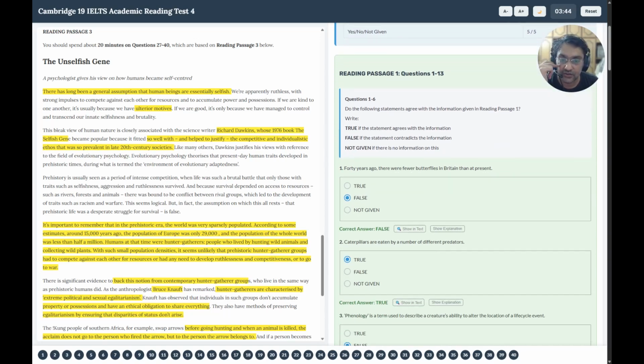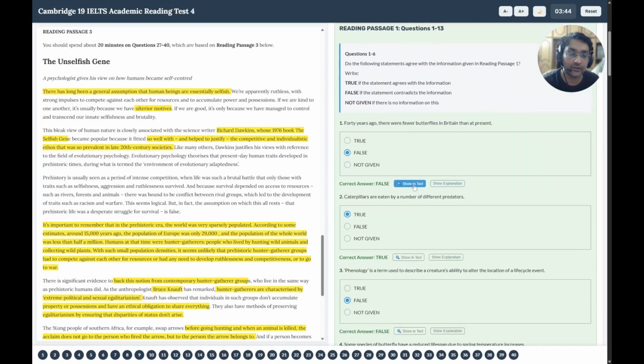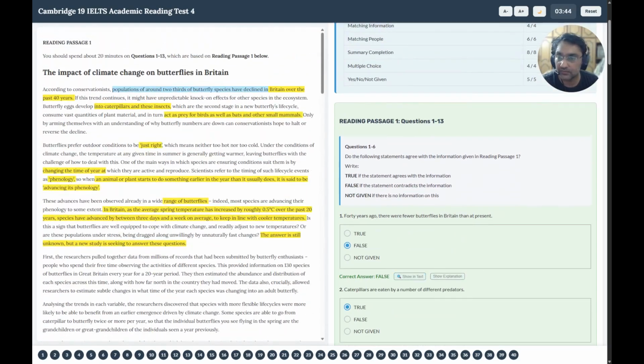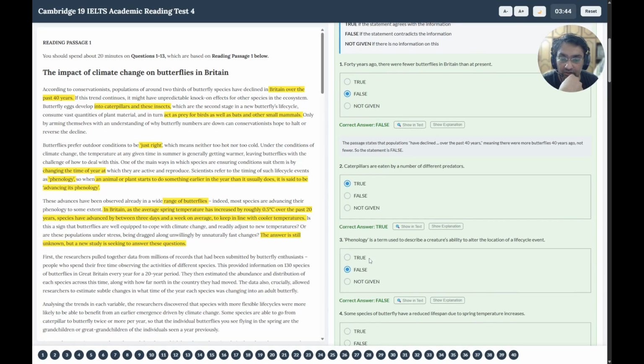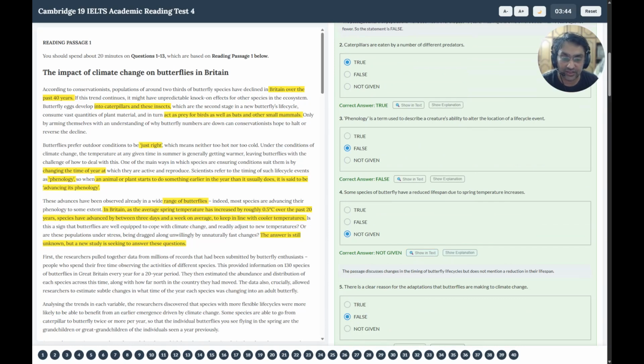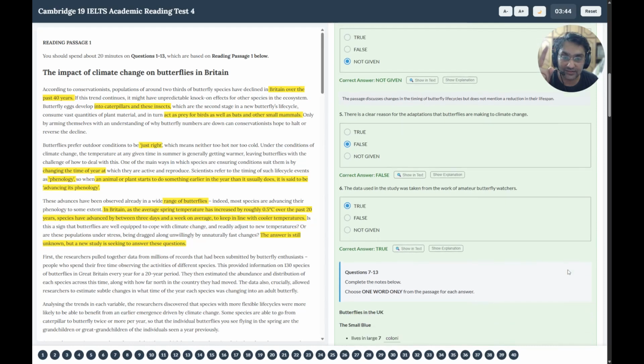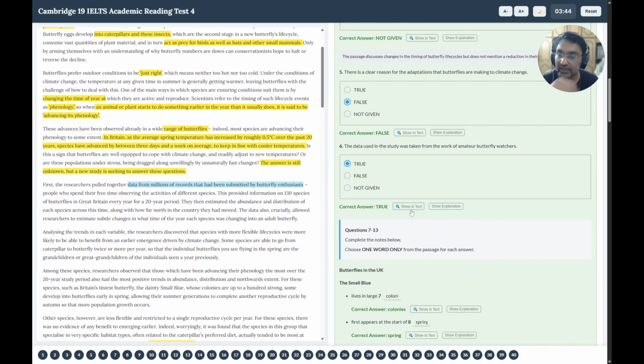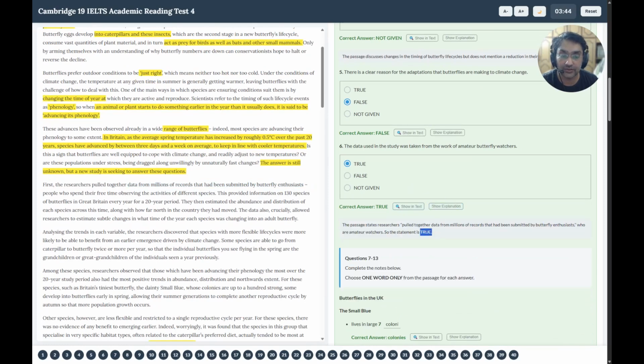All right. So we can actually show in text. This is shown in text, or we can see the explanation. So let's suppose if this was not given, where is it shown in text? Because it's not given. The passage discusses change in the timing of return time, but does not mention a reduction in the lifespan. You see that? Show in text. Data from a minute had been submitted by a butterfly enthusiast. Show explanation. So the statement is true.